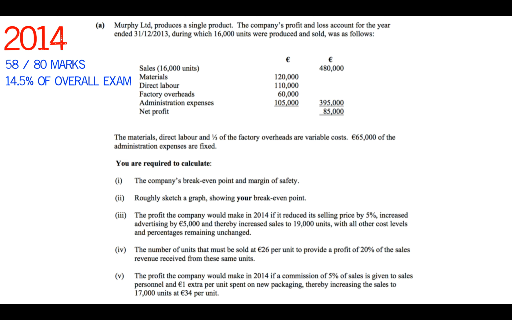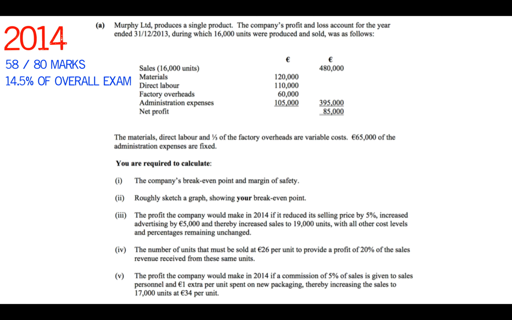And number 5, the profit the company would make in 2014 if a commission of 5% of sales is given to sales personnel and €1 extra per unit spent on new packaging, thereby increasing the sales to 17,000 units at €34 per unit. So you might remember from the last video where we came across the term sensitivity analysis.